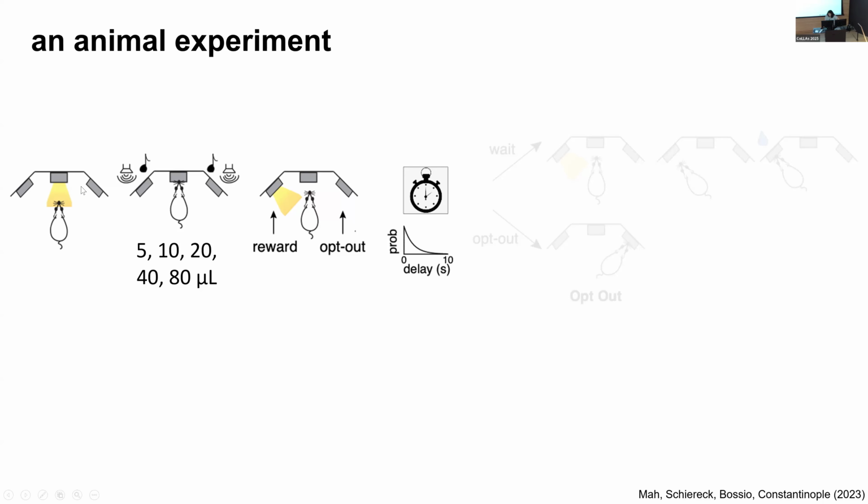So here it starts a trial by poking in a central port. Then it hears a tone, beep, and the frequency of that tone tells you what the offer is for that particular trial. So different frequencies correspond to 5 different possible volumes of reward. Now, a light communicates where the reward is going to come, but not when exactly it's going to come. So the wait time required until you actually get the reward is drawn from an exponential distribution, which corresponds to a flat hazard rate.